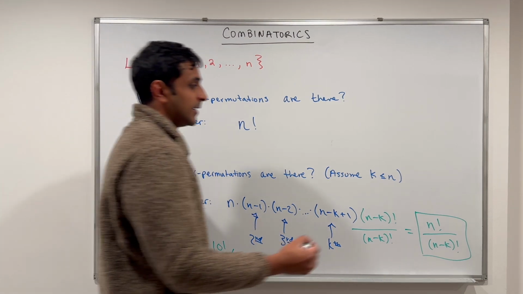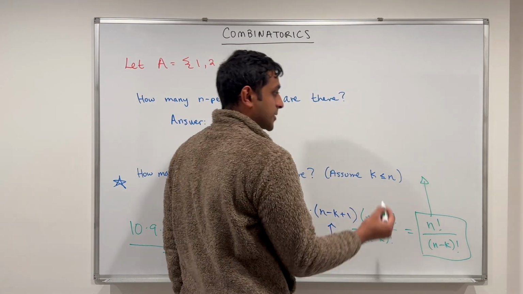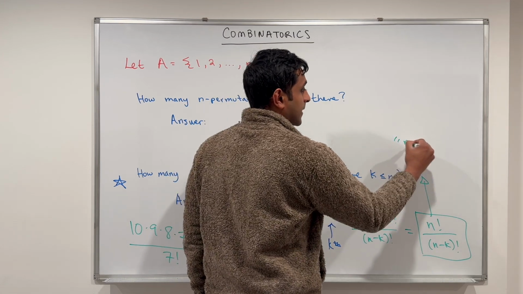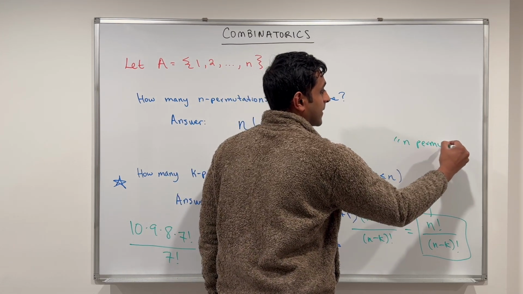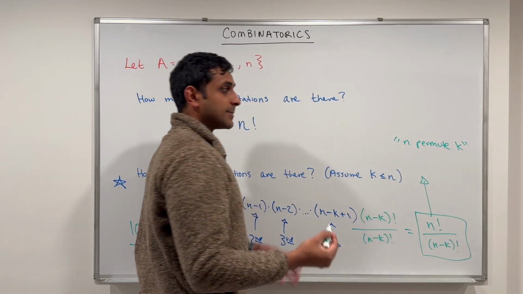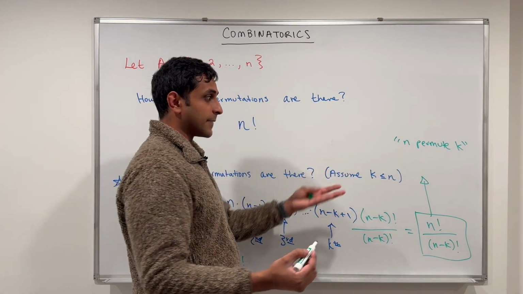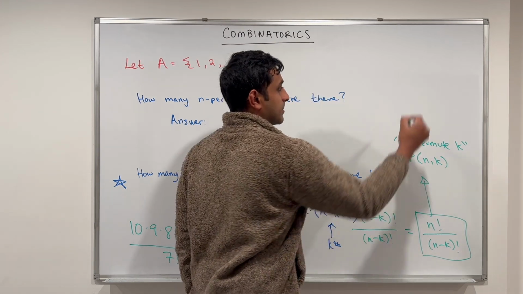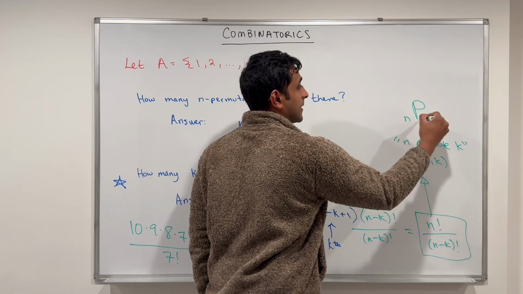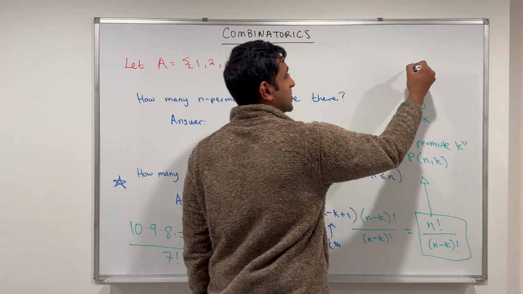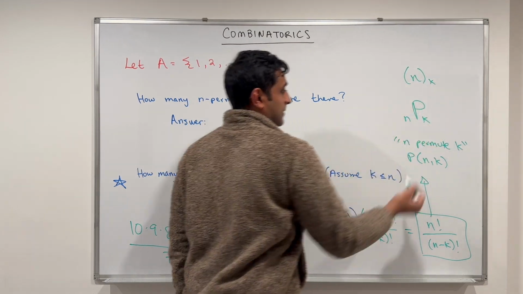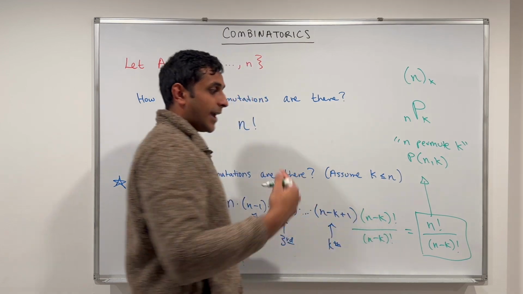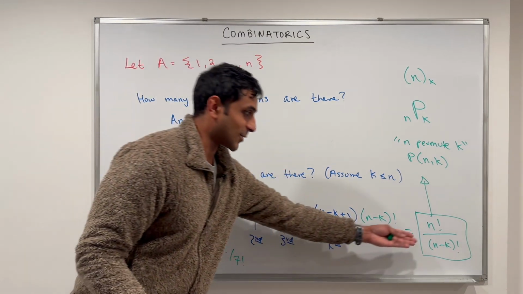In fact, oftentimes the answer to that question is referred to as n permute k. And oftentimes people use various notations to represent that number. Some people use P(n, k). Some people use P n k. Some people use n like this with the subscript of k. All of these things represent n permute k, and all of those things are that quantity.